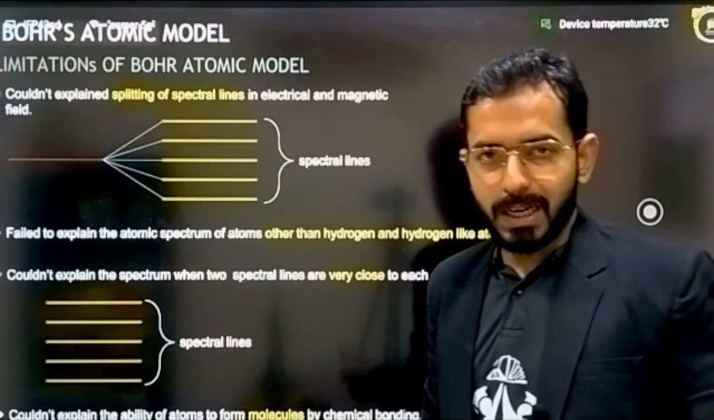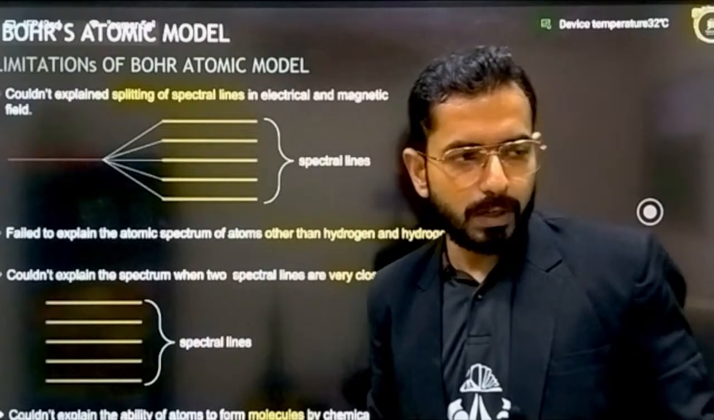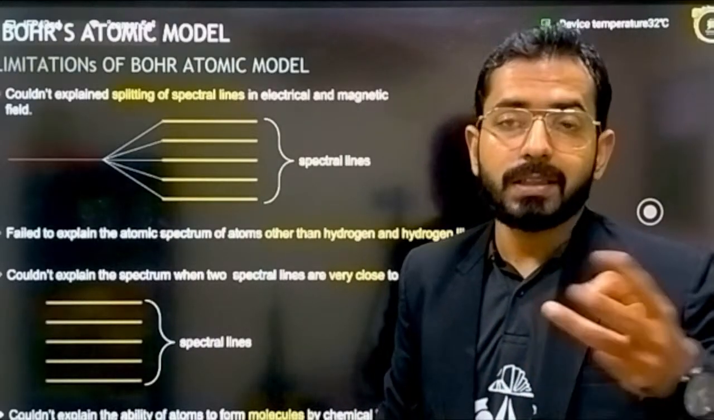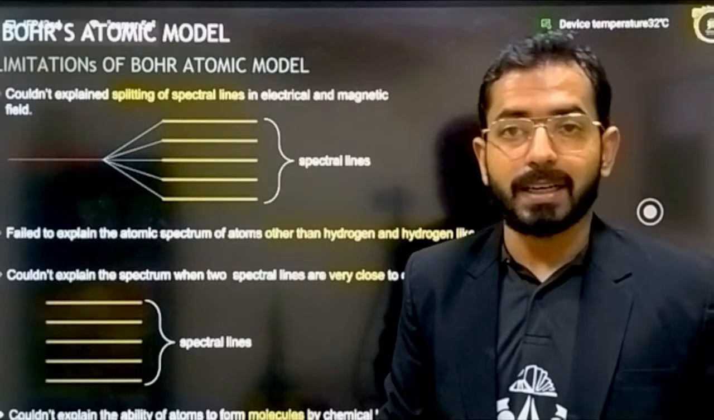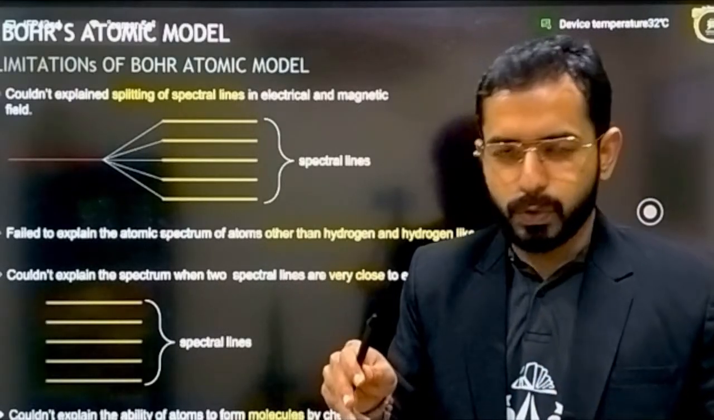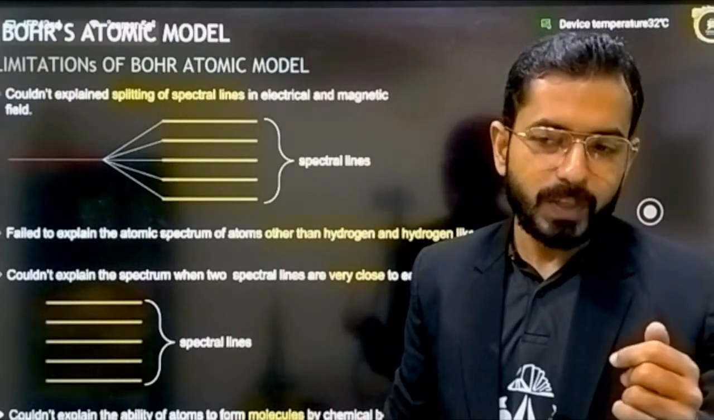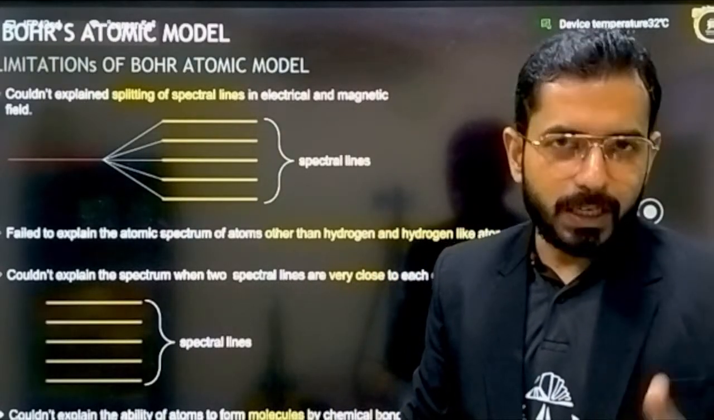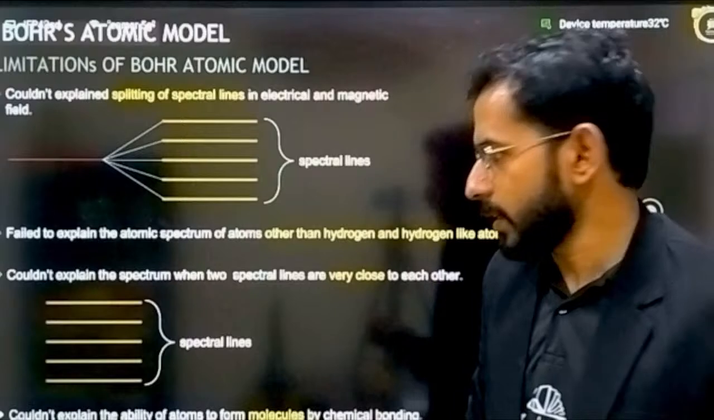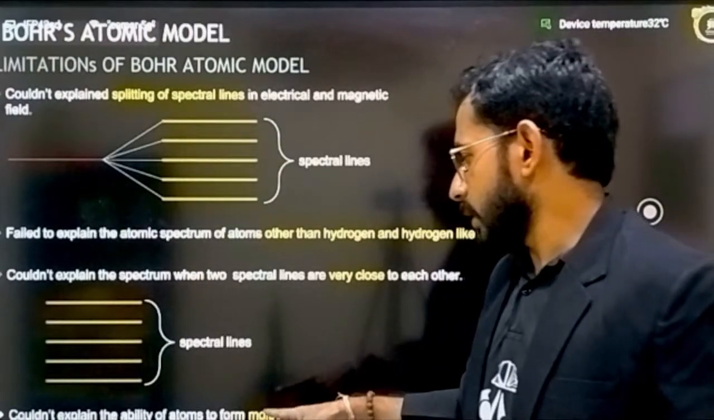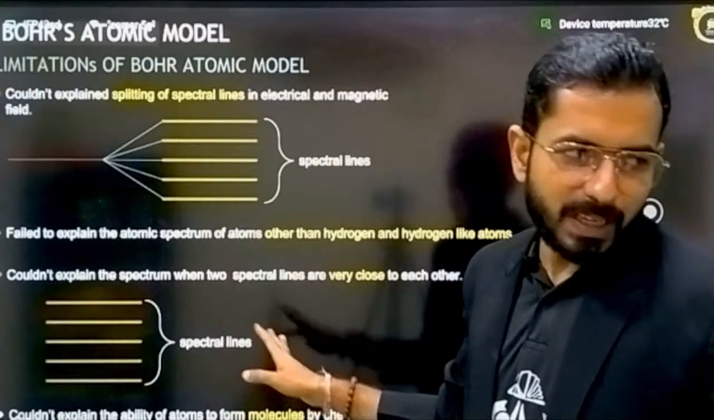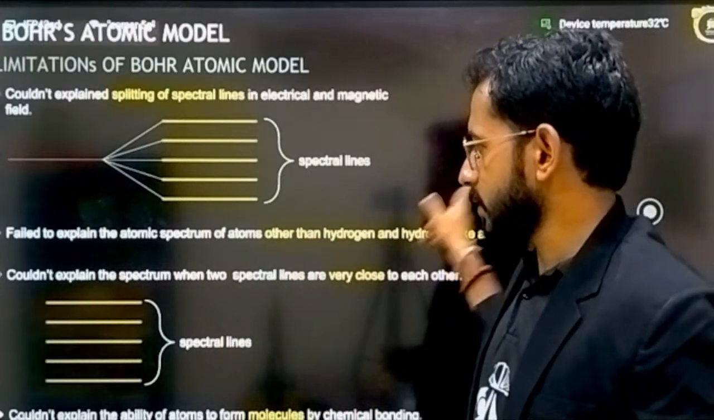This model failed to explain atoms other than hydrogen-like atoms, when 2 electrons will be there, 3 electrons will be there, then what will be happening exactly? Then, what I told you, term overlapping, the overlapping of the energy levels will be happening. Then what kind of things we discuss, that is in semiconductors again. It couldn't explain the ability of atoms to form molecules by chemical bonding. That is a bit of chemistry, you can ask Suhar sir.